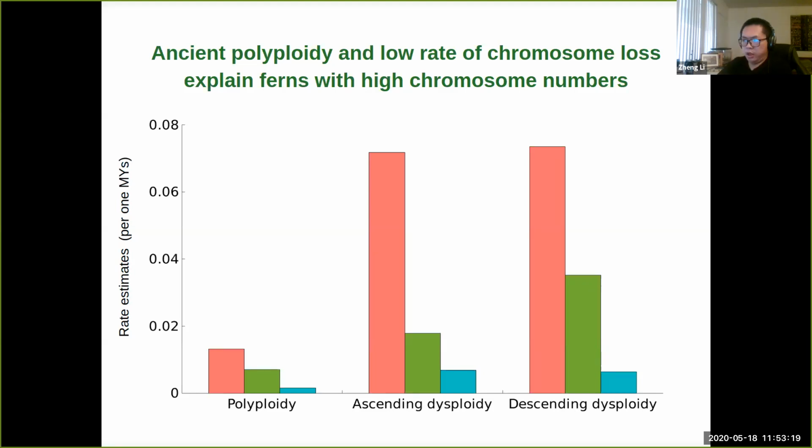We also used the ChromEvol analysis to estimate the rates of ascending dysploidy and aneuploidy. The red color here represents the flowering plants, and the green is the ferns. We can see that there's lots of dysploidy going on in flowering plants. The rate is much higher compared to ferns. So I think we have really comprehensive evidence to show that ancient polyploidy and a low rate of chromosome loss explain ferns with high chromosome numbers.